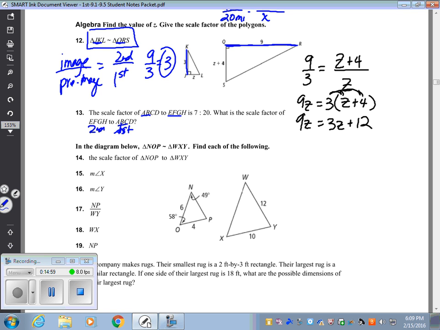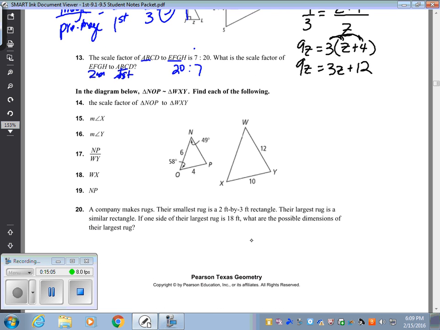Basically all I'm going to have to do is flip this. This is first, second, 20 to 7. Just switch them. It has the same relationship. All right, and then here we go back to what we did on the first page on numbers 1 and 2. Because we have this similarity statement, I know the two triangles are similar.